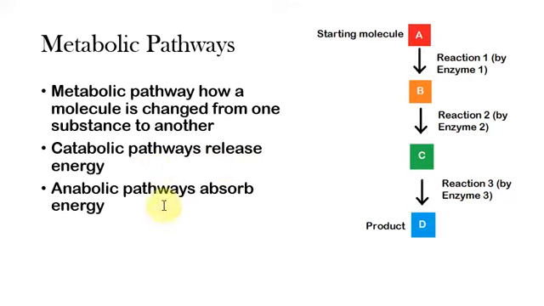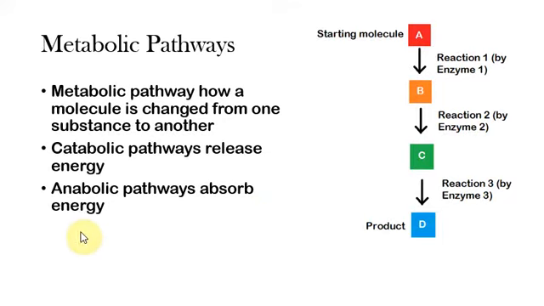catabolic pathway. An example of an anabolic pathway would be, for example, your body building up muscle. So in order to manufacture those proteins from their amino acid subunits, your body is going to use energy, and the anabolic pathway will absorb that energy in order to make the proteins that will be involved in your muscle.